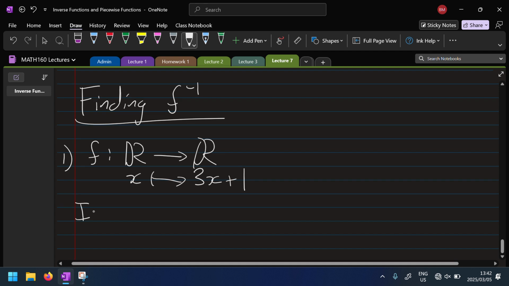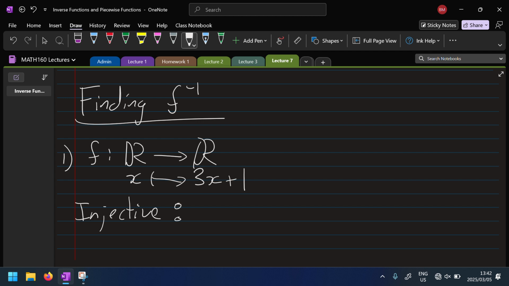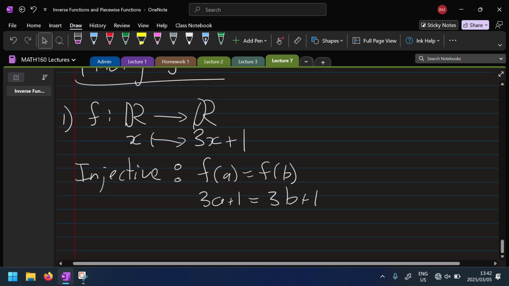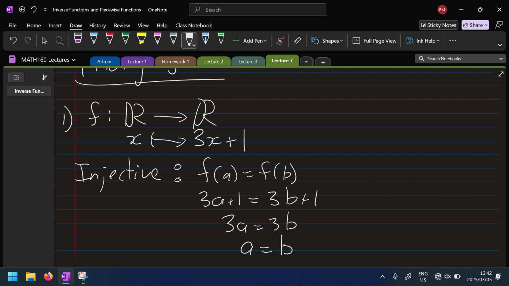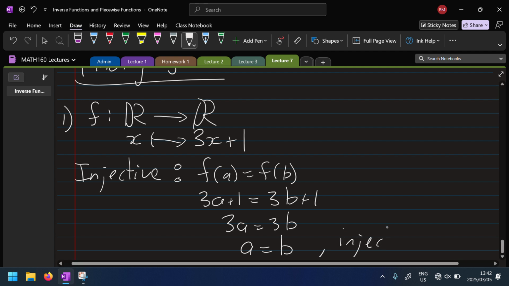So number one, is it injective? Let's check. We want F of A equals F of B, and we want to show A equals B. So we have F of A equals F of B. So that is 3A plus 1 equals 3B plus 1. We've got 1 on both sides. They can go. So 3A equals 3B. We've got 3 on both sides. They can go. We have A equals B, and we're done. It is injective.